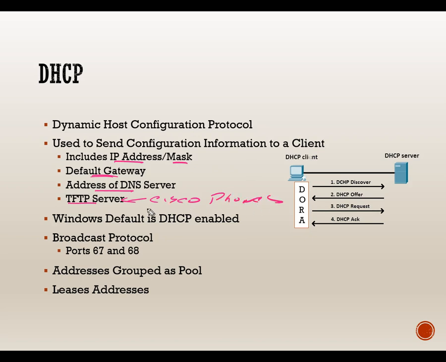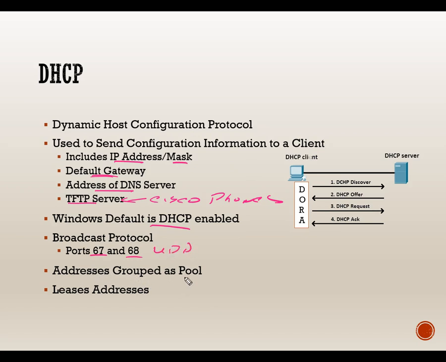And if you actually do an automatic configuration of a Cisco router, you need a TFTP server to send its information. I'm going to have a couple of other slides about DHCP, and we'll talk about TFTP when we talk about the TFTP option. Windows is default enabled. It's a broadcast protocol, port 67 and 68 UDP to do those things.